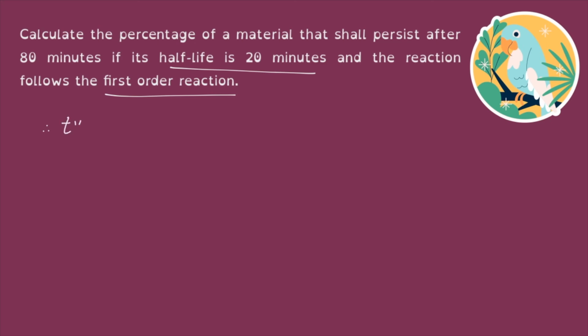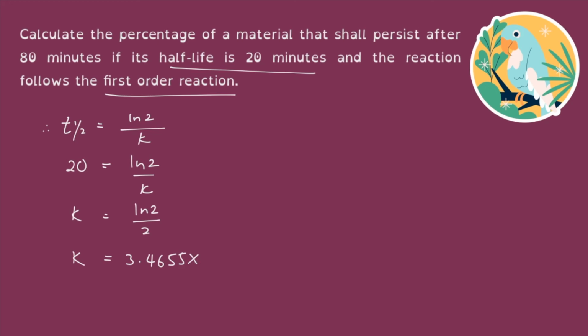So T half is equivalent to ln 2 over K. This is for the first order reaction. Given to you the half-life is 20 minutes, so 20 equals ln 2 over K. So we can get K equivalent to ln 2 divided by 20. So you should get K equivalent to 3.4655 times 10 to the power of negative 2.